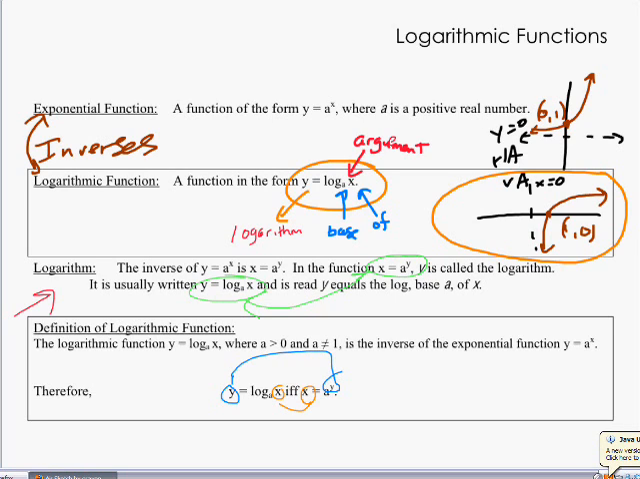The only thing that is consistent with our terminology is the base. When you write a to the y, we say that a is the base. When we say log base a of x, we're saying a is the base. So the a is consistent. The base is going to stay the base.